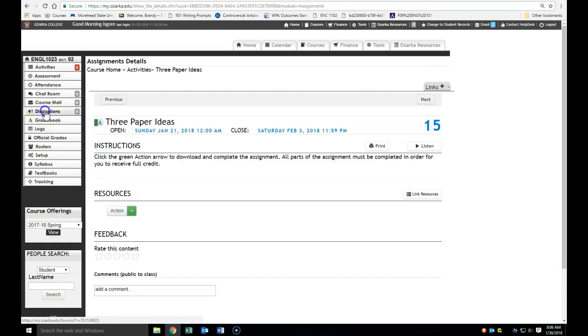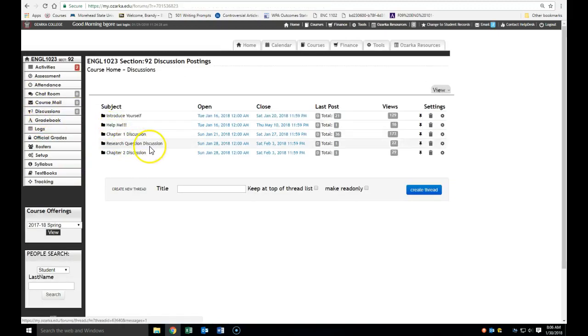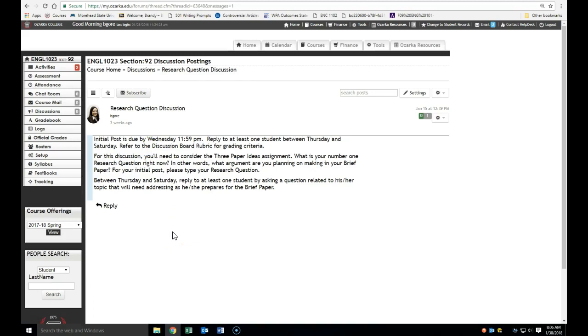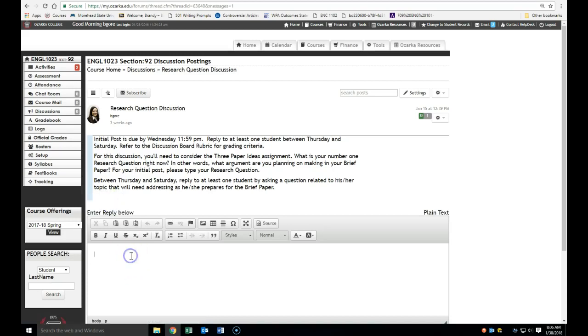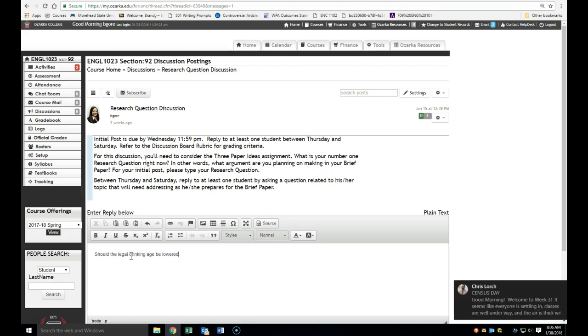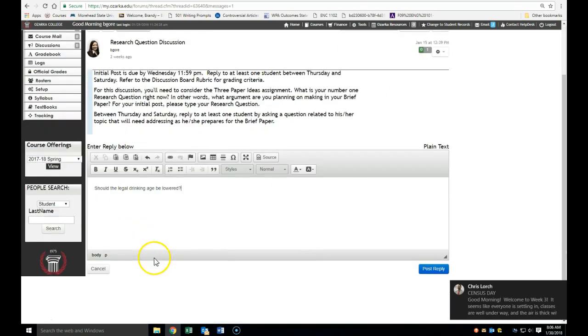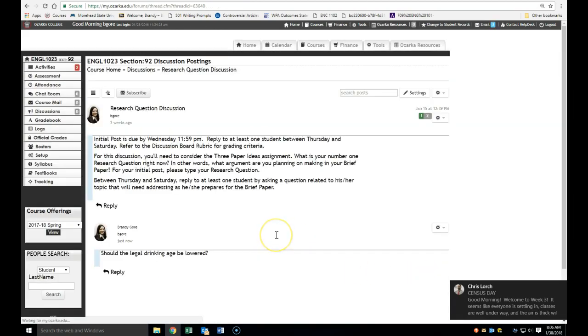So on the research question discussion, it says, for this discussion, you'll need to consider the 3-paper ideas assignment. What is your number 1 research question right now? In other words, what argument are you planning on making in your brief paper? For your initial post, please type your research question. So I would then, if I'm using the example, post it like this. Okay. And I'm just going to go ahead and post that.